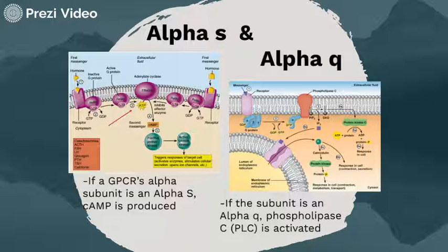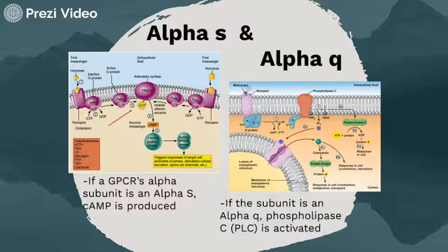This then allows the subunits to dissociate, and IP3 and DAG act as the second messengers, and then they can allow for PKC to phosphorylate other proteins until it reaches the cellular response, and then cause a cell contraction or secretion. And again, if a GPCR alpha subunit is an alpha S, you can see that cyclic AMP will be produced. If the subunit is an alpha Q, phospholipase C, also known as PLC, will then be activated in the cell.